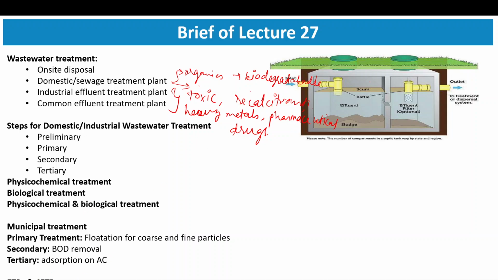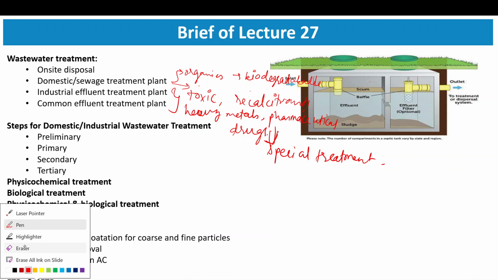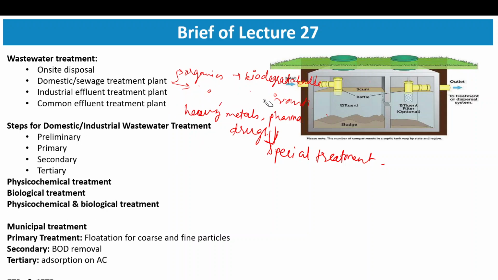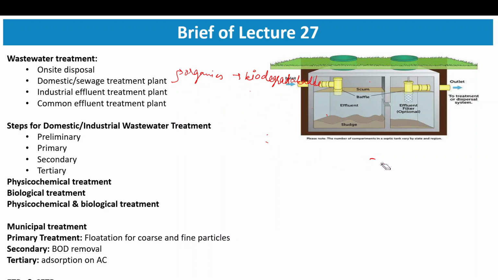So in that case, these drugs might require some special treatment. Now all these we need to discuss one by one, and what special treatment we provide in case we have pharmaceuticals or other difficult to degrade organics. All such special treatments we will discuss from now. So let's talk about the steps for domestic and industrial wastewater.